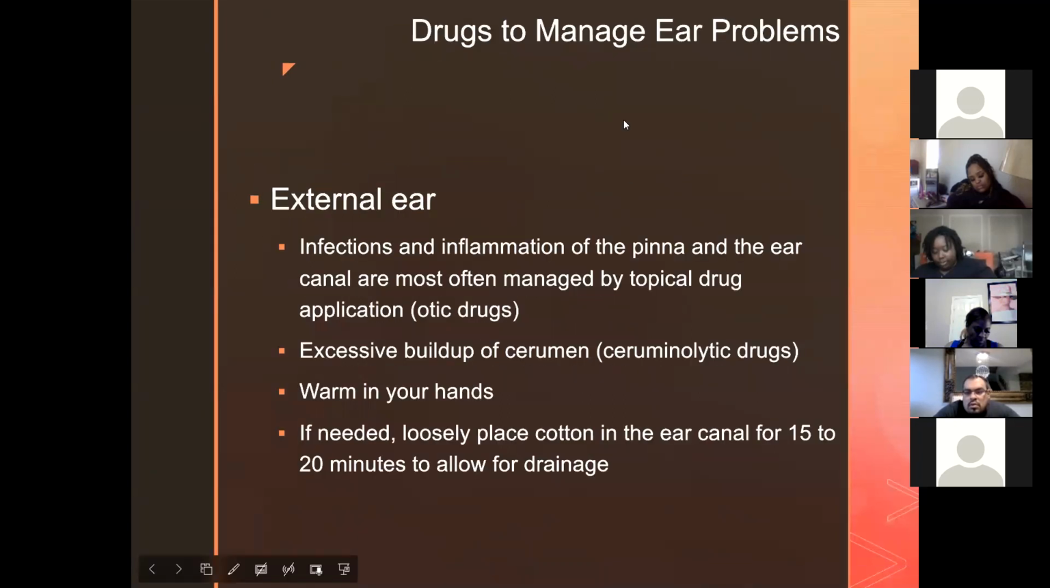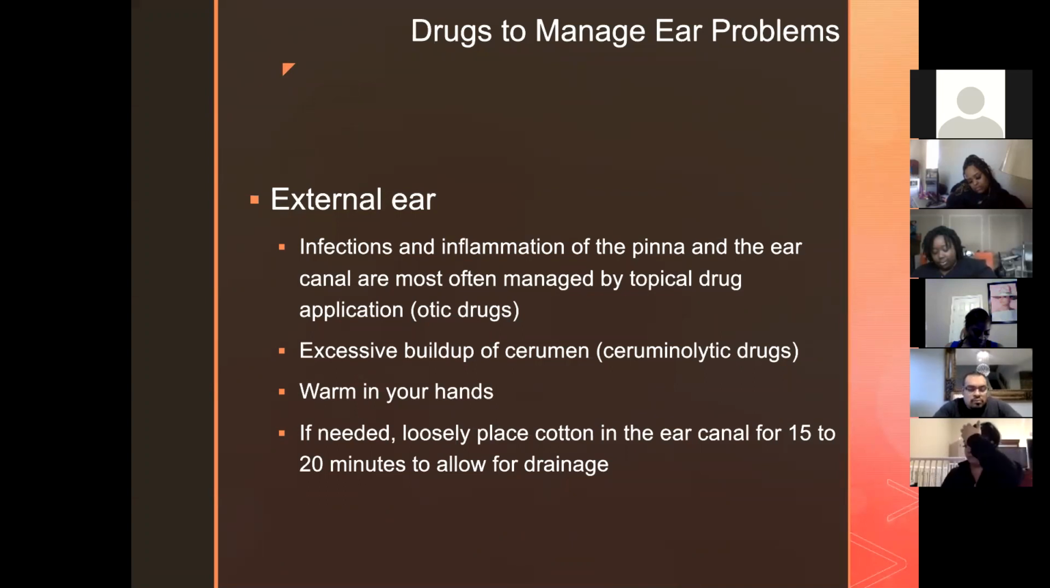So for the external ear, we talked about this yesterday, so I'm not really going to cover this a whole lot right now. Most external ear infections or inflammations can usually be managed by some sort of topical drug, or the otic drugs. If you have an excessive buildup of cerumen, then you use the ceruminolytic drugs. Remember, you're always going to wash your hands first and put on some clean gloves. If you're giving this medication, please warm it up a little bit, roll it between your hands, because we said if you give cold eardrops, what can that cause?